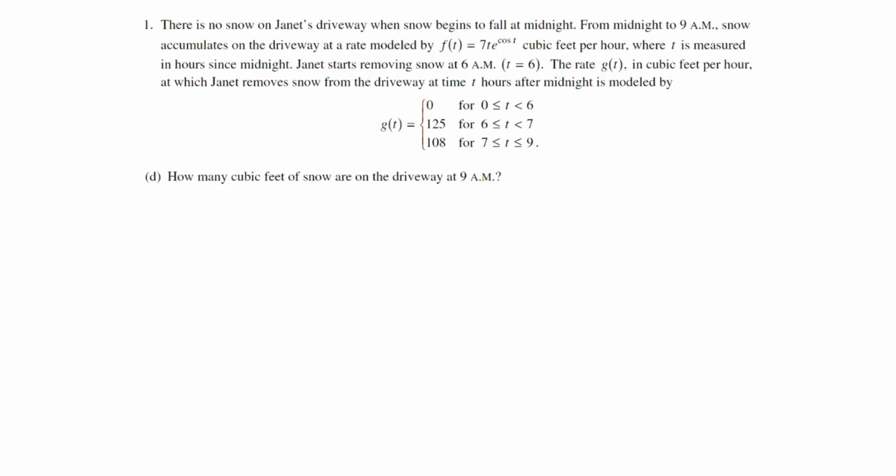And in part D, it asks how many cubic feet of snow are on the driveway at 9 a.m. And so, well, we just know that we started at 0 and we accumulated whatever the integral from 0 to 9 of f of t was. And then we are going to subtract the value of h of 9, right? H of 9 was what we just came up with. We just came up with a function to represent h at any given value. That's how much has been removed.